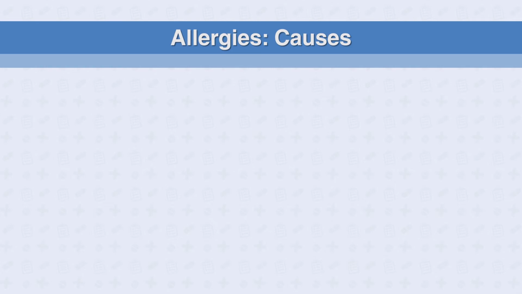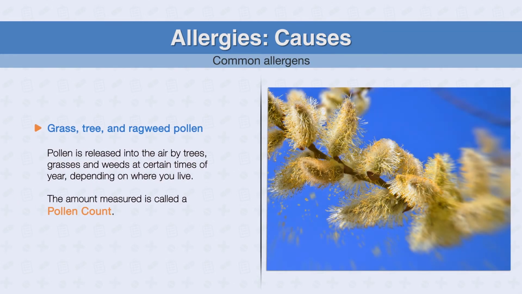Most allergies are caused by one or more of the following common allergens: grass, tree, and ragweed pollen. Pollen is released into the air by trees, grasses, and weeds at certain times of year, depending on where you live. The weather affects how much pollen is in the air at any time. The amount measured is called a pollen count. If you have one type of pollen allergy, you are more likely to develop allergies to other types as well.